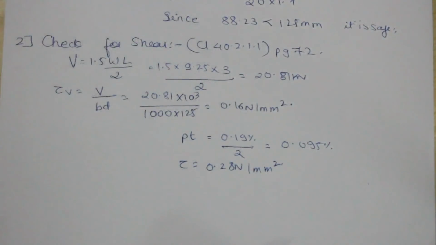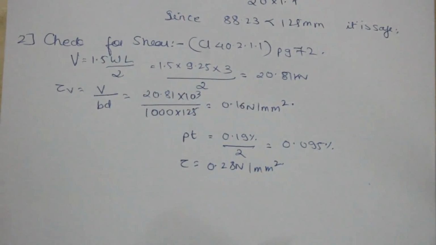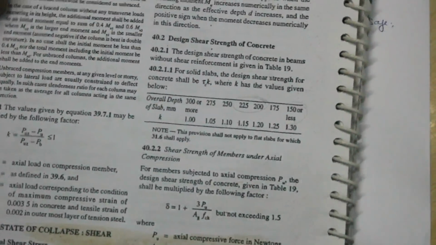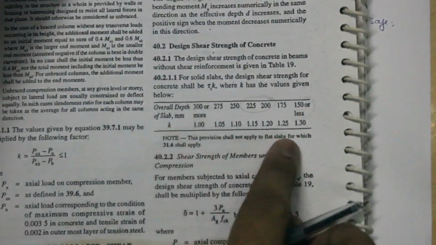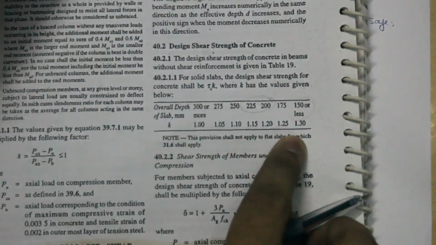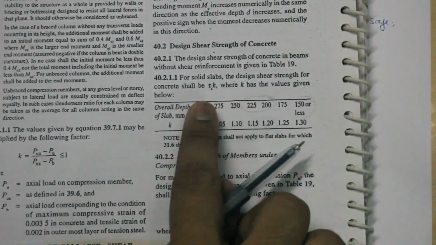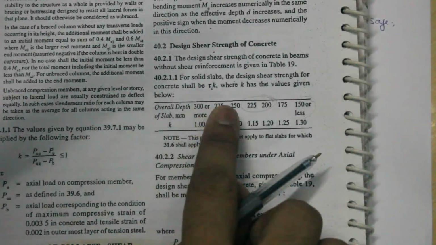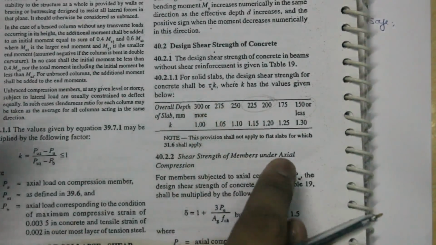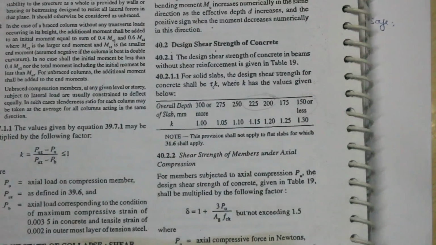Now the major difference here is you have to use a table given on page number 72 for slabs, which is this one. Now for 150 mm depth of slab, the K value is 1.3. So what the clause says, for solid slabs, the design shear strength for concrete shall be K into tau c, where K has the values given below. So whatever tau c value you get, you have to multiply it by the K.